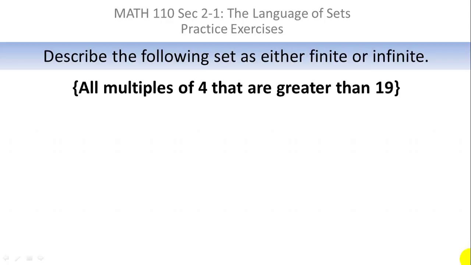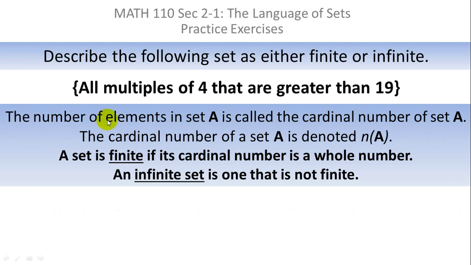Describe the following set as either finite or infinite. The set of all multiples of 4 that are greater than 19. Now we've already discussed this in an earlier problem, but we've already defined the idea of the number of elements in a set, or the cardinal number of the set. But now it's asking about finite or infinite, and those terms are related.